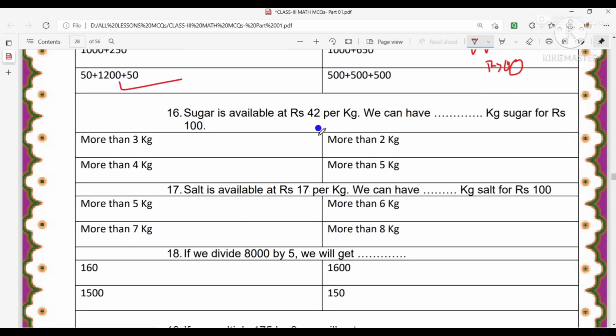Sugar is available at 42 rupees per kg. We can have dash kg sugar for rupees 100. So the cost of 1 kg of sugar is 42. So 2 kg will be 84. Okay, 3 kg will be 126, but you have only 100, so you will get more than 2 kg. In 84 rupees you will get 2 kg, then another 16 rupees you will get some more sugar. So total more than 2 kg will be there.